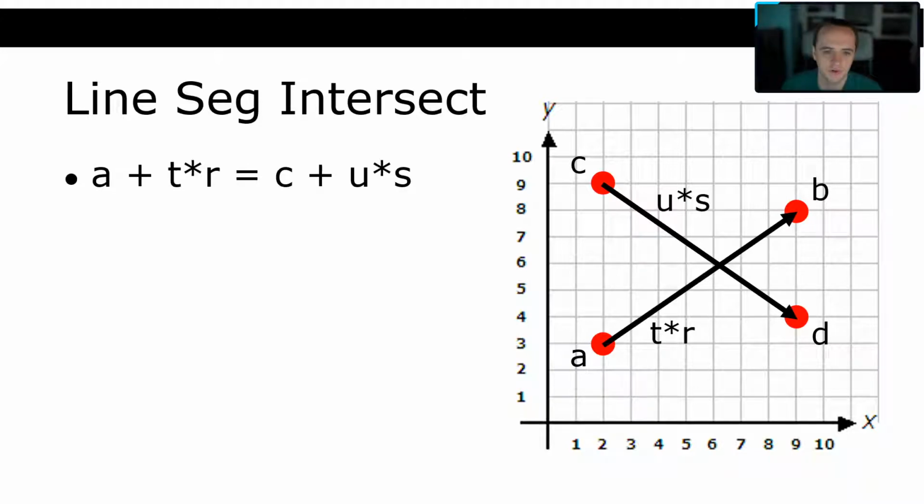So we have a plus t times r equals c plus u times s. So we're solving for t and we're solving for u. But what's the problem now? What did you learn in your high school math course about equations and unknowns, and why are we looking at a problem here? What's the problem with solving for t and u in this equation? Can anyone tell us that?